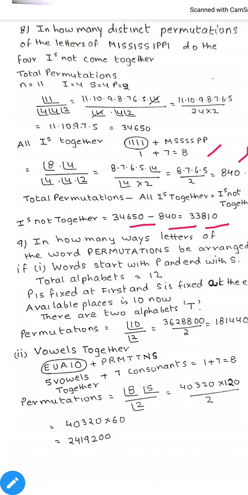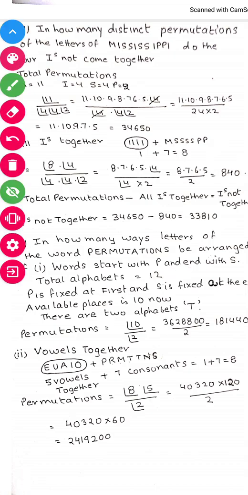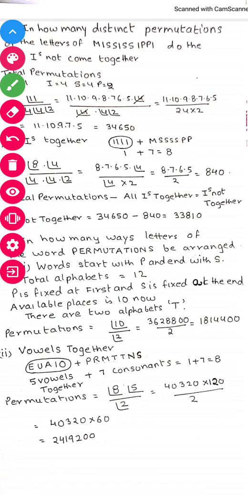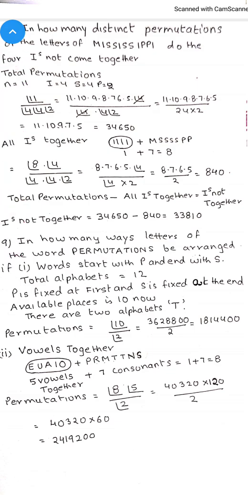In how many ways can the letters of the word PERMUTATIONS be arranged if the words start with P and end with S? Total alphabets are 12. P is fixed at the first place and S is fixed at the end. You can see there are two alphabets T. So the T is repeating.